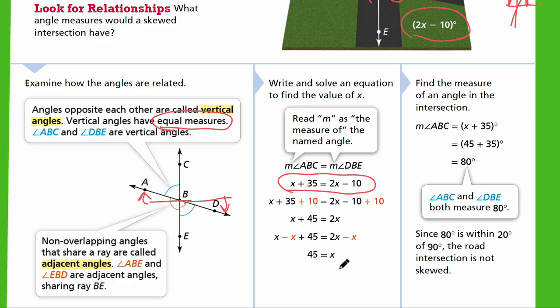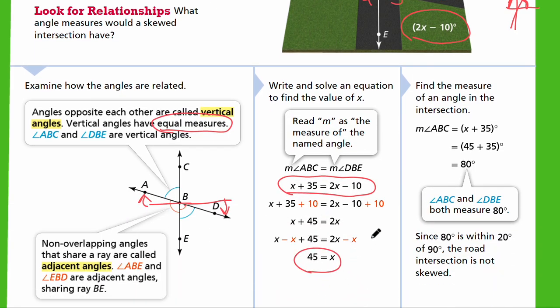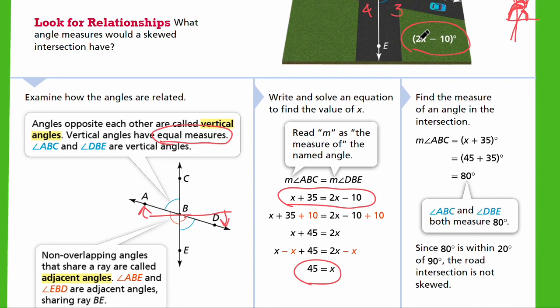X is 45. So going back to our angles, if x is 45, we can plug in 45 for x and say, okay, this is going to be 45 plus 35, so it's just going to be 80. And that's also 45 times 2, that's 90, minus 10, so that's also 80. So both of the angles would be 80 degrees. They're within 20 degrees, so the road is not skewed. It's only skewed if it's more than 20 degrees away.